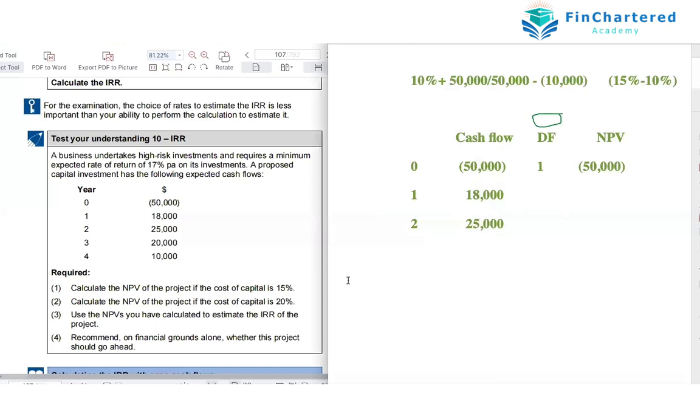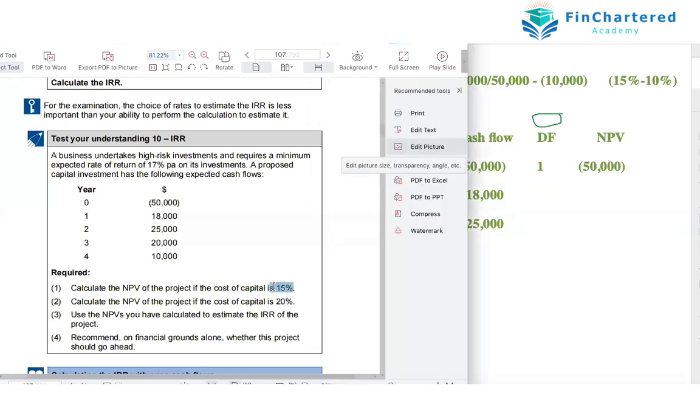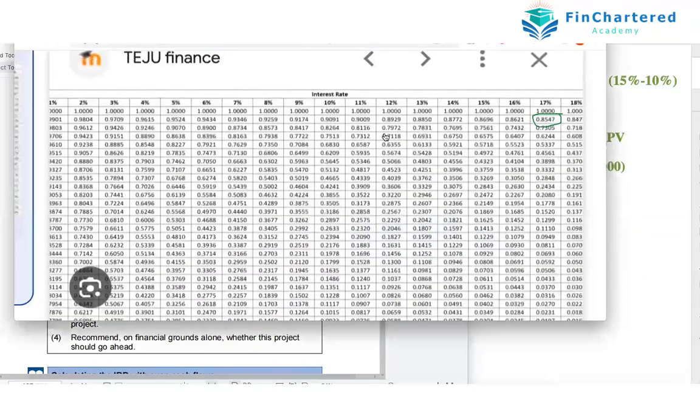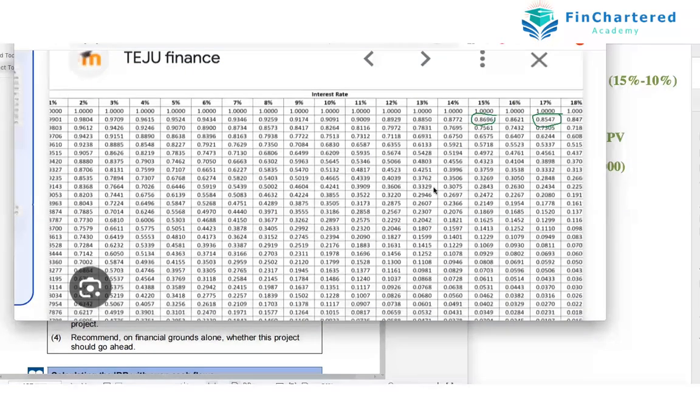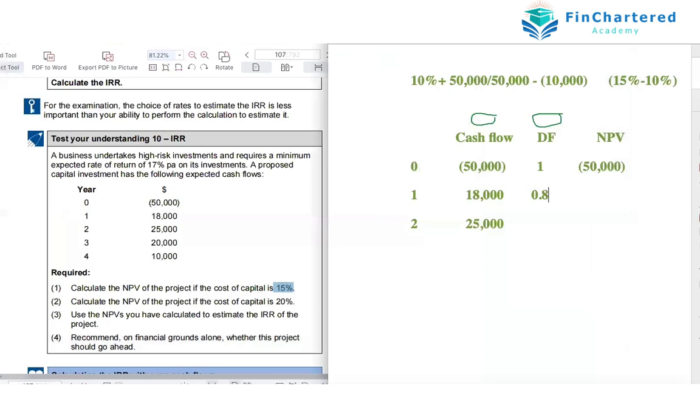But here we are asked to calculate the NPV if the cost of capital is 15%. Right? So for 15%, I'm sorry, not 17%. We are expecting 17%, but for this project, 15% for 1 year will be 0.8696. How much will it be? $15,652.8. 15,652.